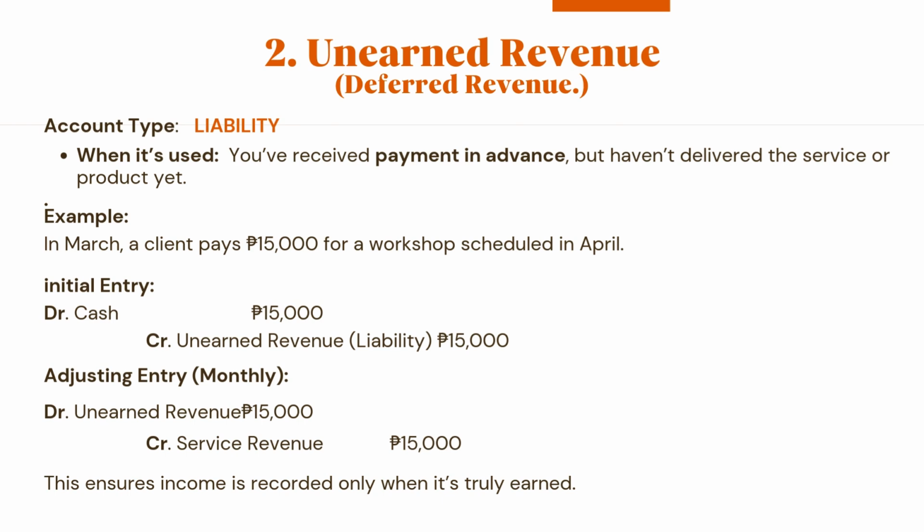Account type: liability. When it's used: you've received payment in advance, but haven't delivered the service or product yet. Example: in March, a client pays you $15,000 for a workshop scheduled in April. Initial entry: Dr. Cash 15,000, Cr. Unearned revenue (liability) 15,000. Adjusting entry, when the service is delivered: Dr. Unearned revenue 15,000, Cr. Service revenue 15,000. This ensures income is recorded only when it's truly earned.